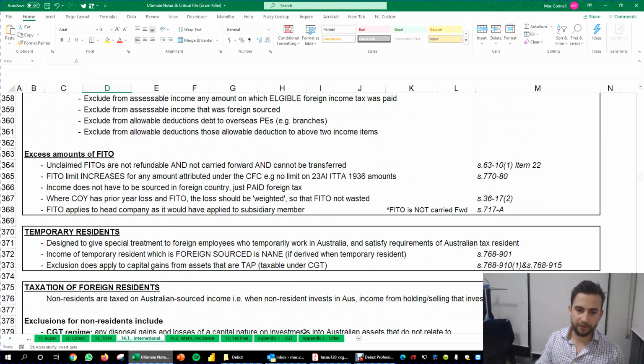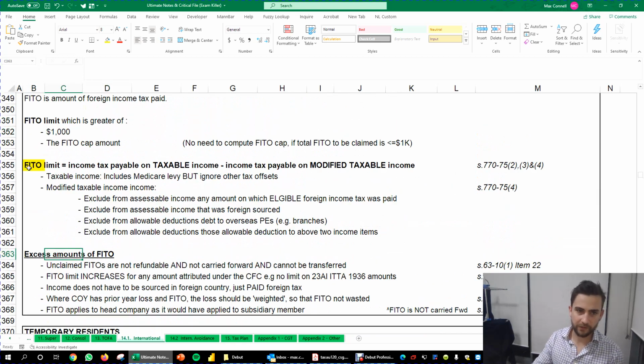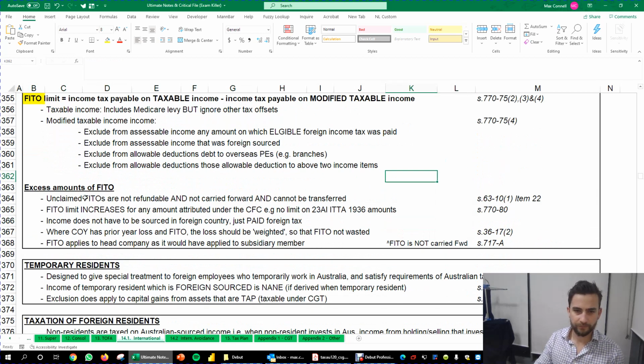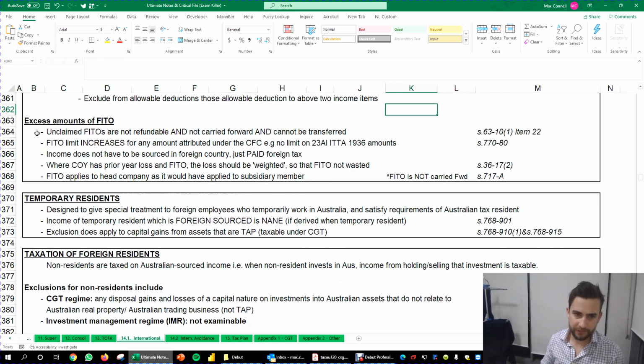There's a good question on that on the tax exam 219, I think it is, question 4, where you actually have to calculate that FITO limit as part of the question. So excess amounts of FITO are not refundable and they're not carried forward and it's not transferred. FITO limit increases for any amount attributed under the CFC. Income doesn't have to be sourced in a foreign country, just paid foreign tax.